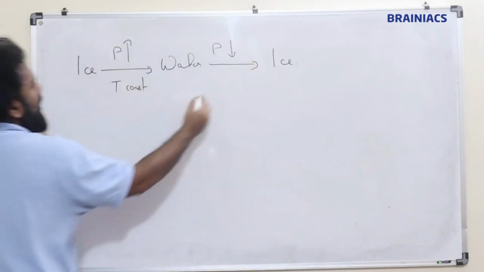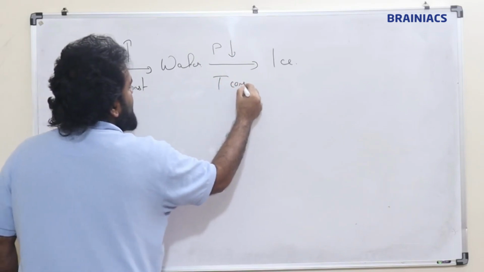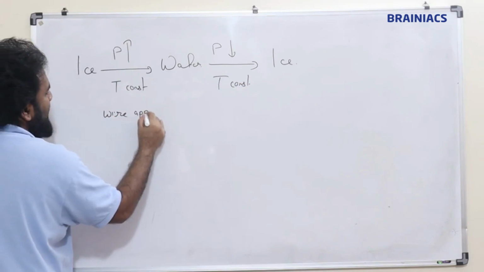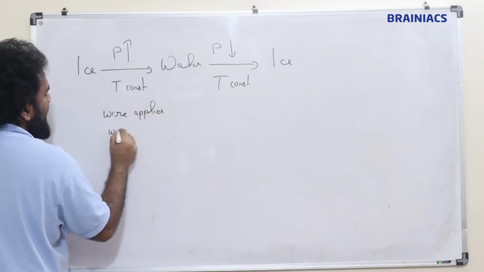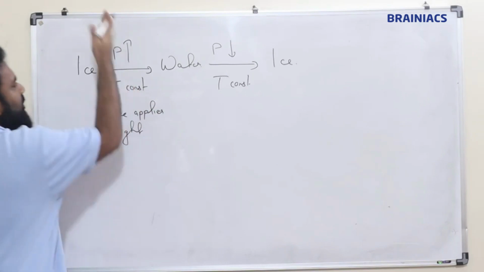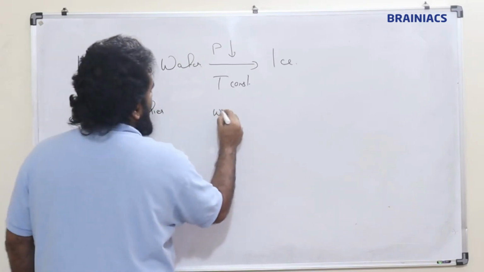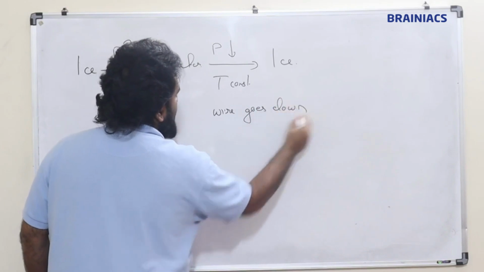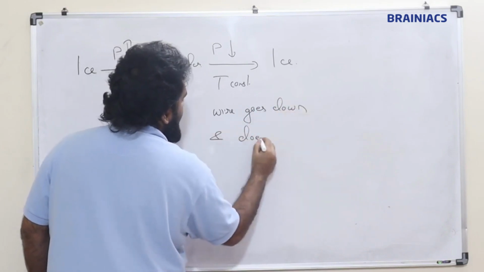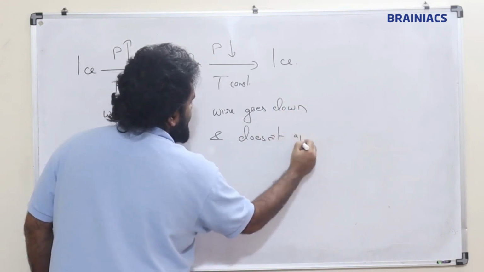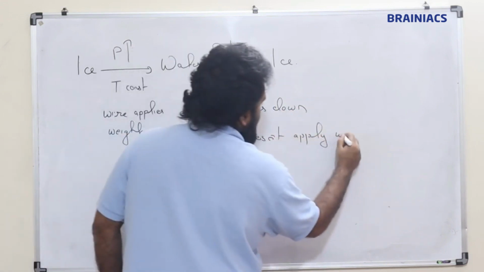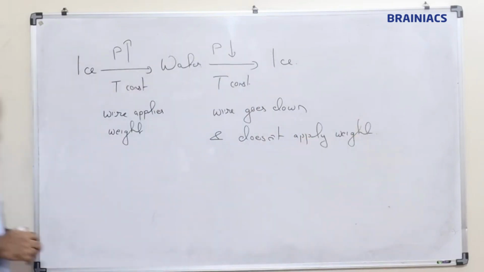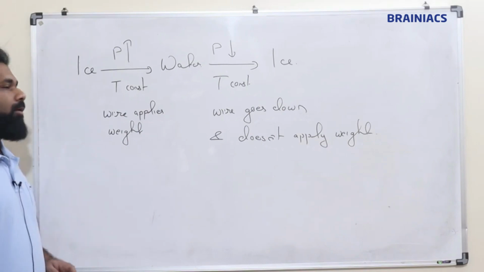Pressure increases means what? Here also T is constant. So when the wire applies weight, pressure increases. When the wire goes down and doesn't apply weight, pressure decreases. So this overall process is what is called regelation. Clear? Note it down.